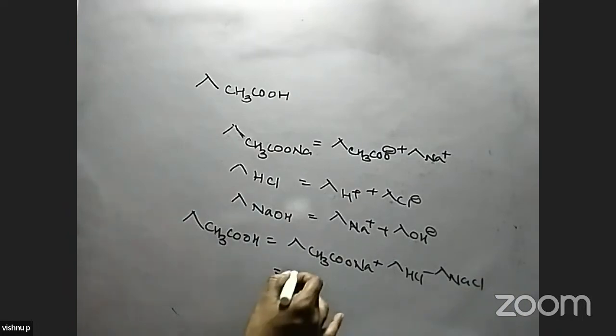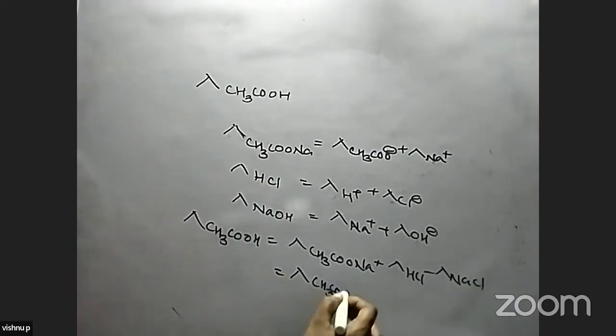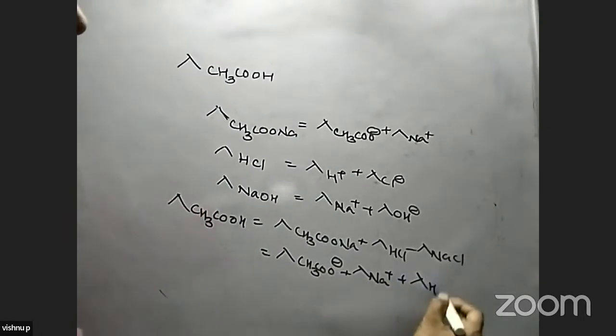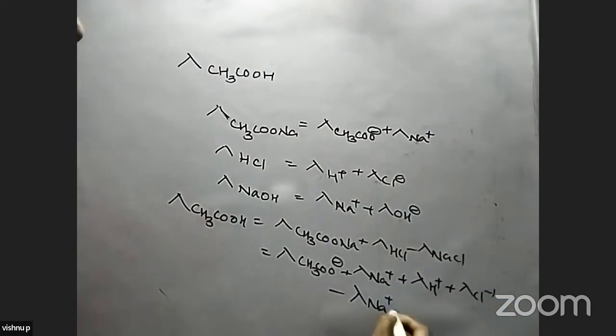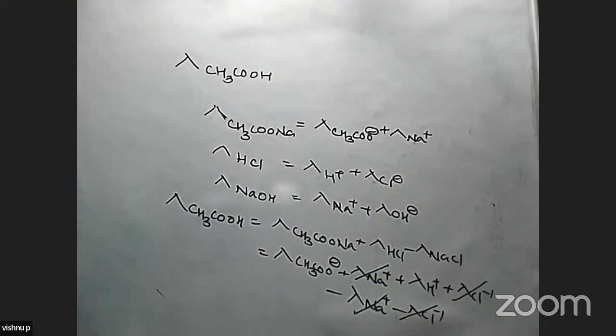So from this we get conductivity of acetate ion plus conductivity of sodium ions plus conductivity of H plus ions plus conductivity of Cl minus minus conductivity of Na plus minus conductivity of Cl minus. It is cancelled and we get conductivity of acetate and also H plus ion. So based on this, what is the relation? With the help of strong electrolytes, we can calculate conductivity of weak electrolytes by using Kohlrausch law.